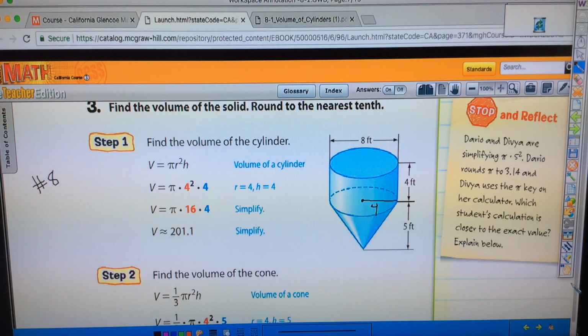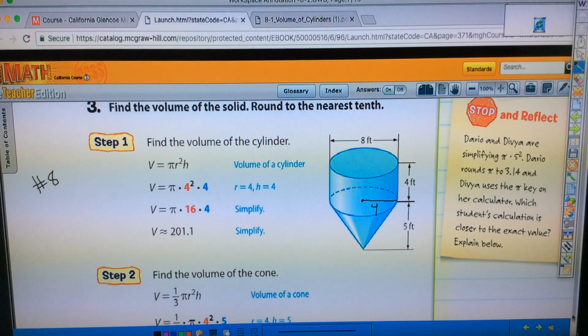They're going to give you some composite solids, just like last time. So in this case, you're going to be figuring out the volume of the cylinder, and you're going to be adding it to the volume of the cone. So volume of the cylinder, here you go. Our diameter is 8, which means halfway across our radius is 4, times our height is also 4. So the volume is about 201.1.